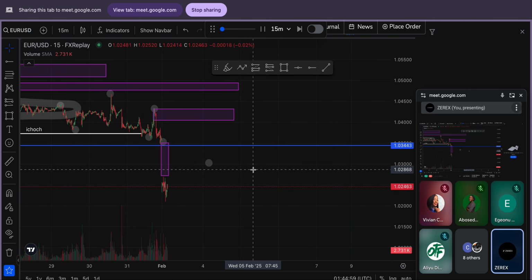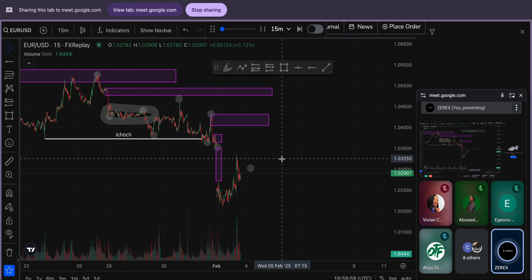The market has filled this imbalance, so this is no longer valid. The market has filled this zone. Like I said, it must come back to fill it. And sometimes the market can also react from the imbalance zone and do the sell.